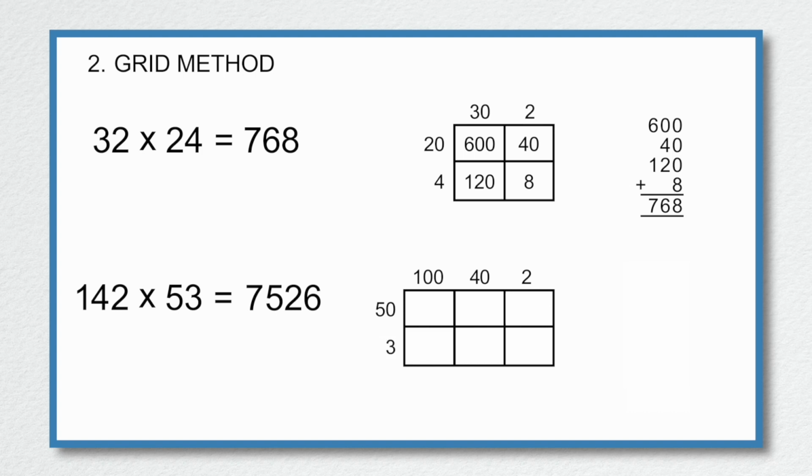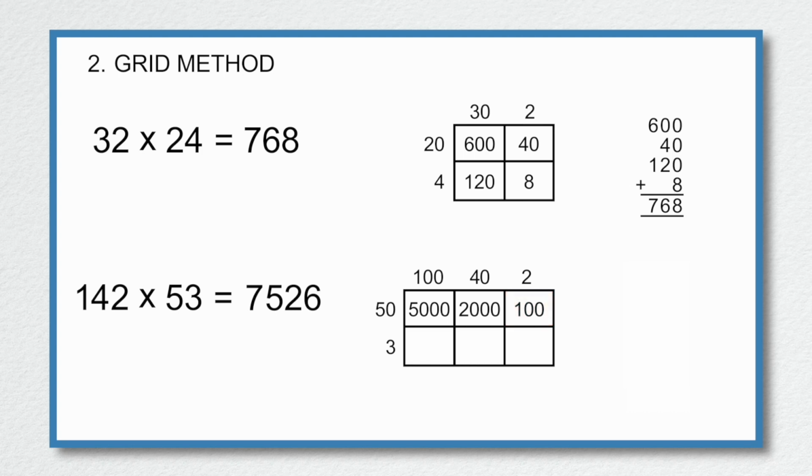We're now going to fill out the grid, starting with the top left-hand grid. 100 multiplied by 50, well, that's 1 multiplied by 5, add 3 noughts, is 5,000. 40 multiplied by 50, again, well, that's 4 multiplied by 5 is equal to 20. Add 2 noughts this time is going to give you 2,000. 50 multiplied by 2 is equal to 100.